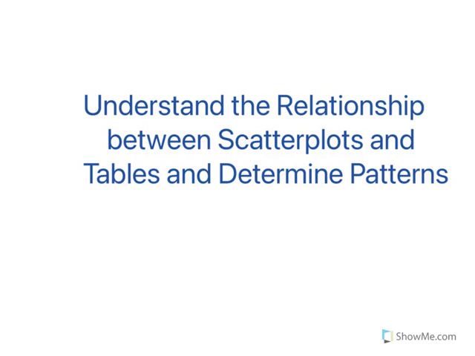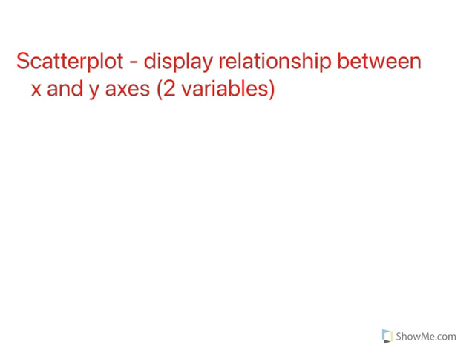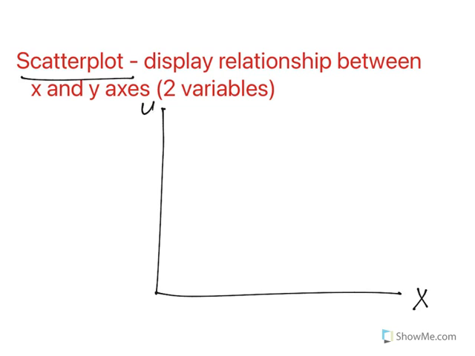Let's understand the relationship between scatter plots and tables and determine some patterns. So first, what is a scatter plot? Well, a scatter plot is basically a display that shows a relationship, or not a relationship, between the x and the y axes. So we're looking at two variables. Think about this as the x-axis, this is the y-axis, and generally there's going to be dots.